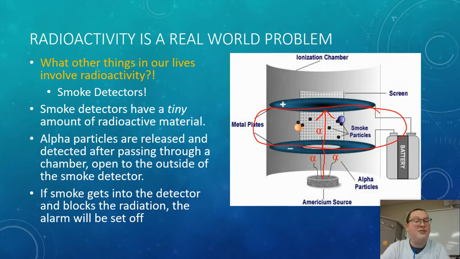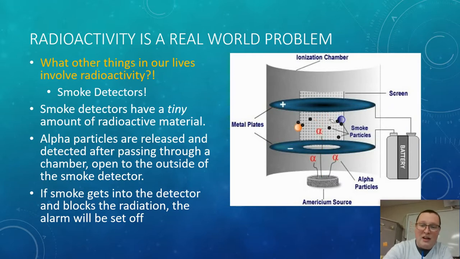However, if smoke gets into the detector and blocks off that radiation, and this alpha particle is blocked right there by a smoke particle, then the detector knows, hey, I'm not detecting the alpha radiation anymore. Something must be blocking that, and the smoke detector assumes that it's smoke or some kind of particle in the way, and your smoke alarm will start to go off. So that's another place that we see radioactivity in our world, in our smoke detectors, which ultimately help protect us.